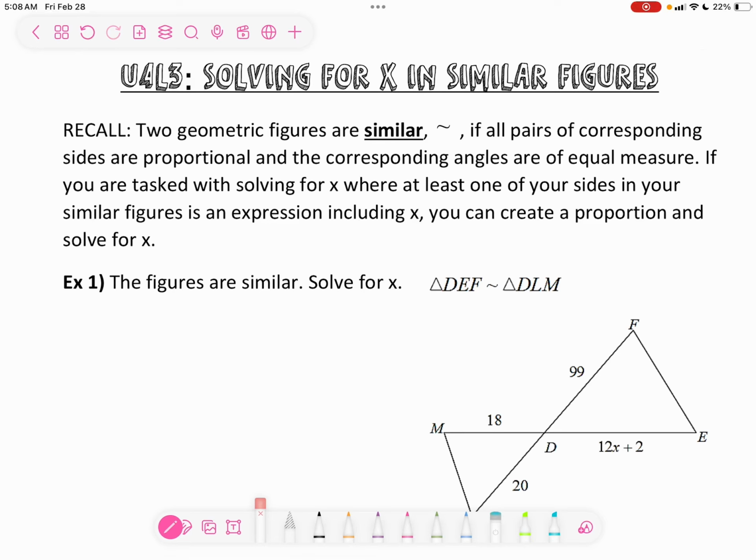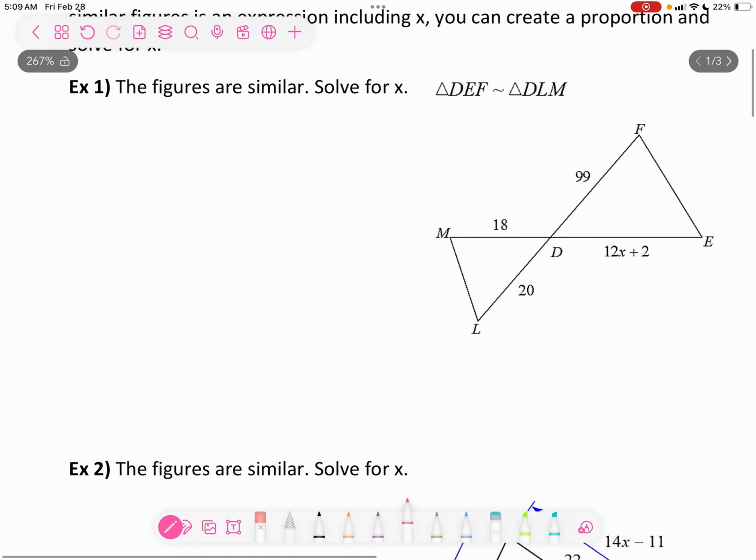Welcome to U4L3, solving for x and similar figures. This lesson is going to be very similar to lesson 2, but instead of looking for a specific side length, we are now solving for x, where there is at least one expression with x in one of the triangles somewhere. So the figures are similar, solve for x.